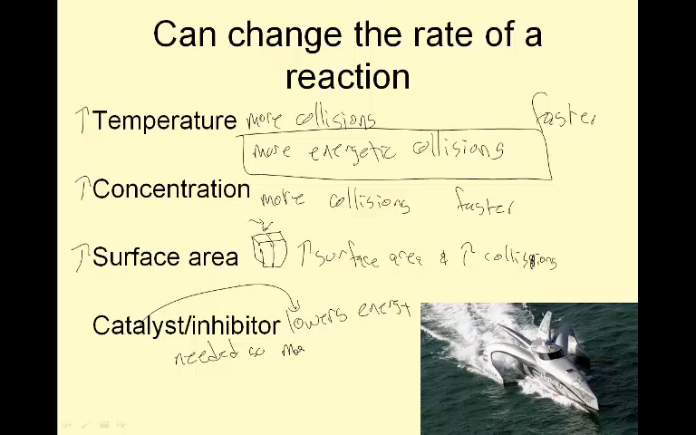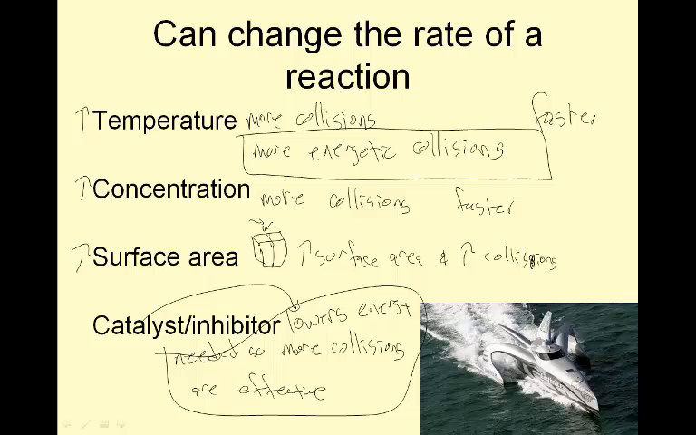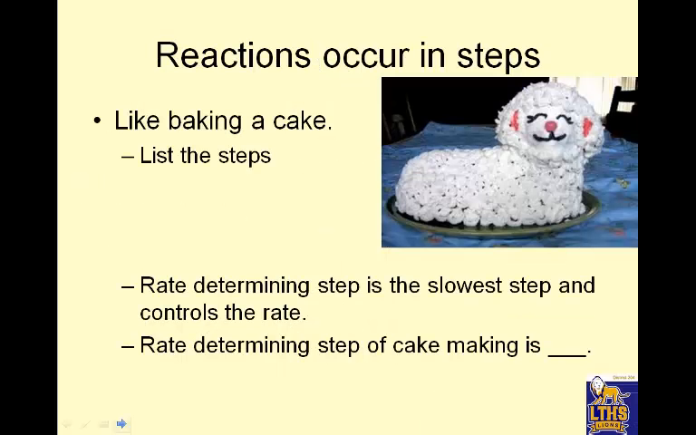So you get more collisions that are effective. Remember I said that temperature part, the effective collisions with enough energy is very important. That's why catalysts really, really change the whole deal, where reactions go so much faster.